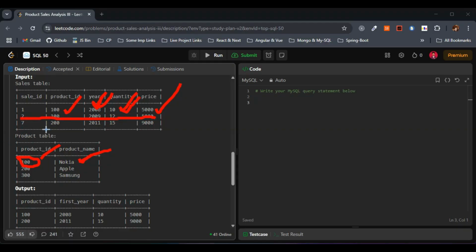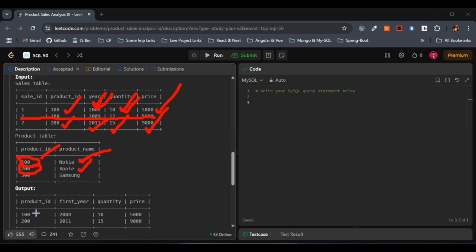The next thing is product 200. For product 200, the earliest sale year is 2011. You can clearly see the earliest sale year is 2011. So we will select the record with quantity 15 and a price of 9,000. This one we will be considering, for Nokia and Apple, product 200 being Apple.